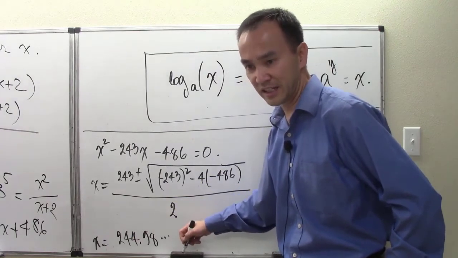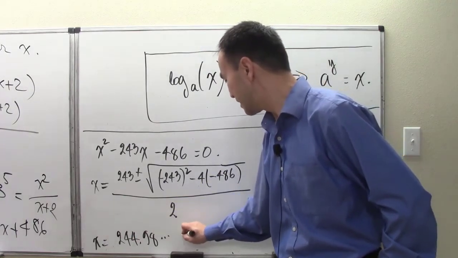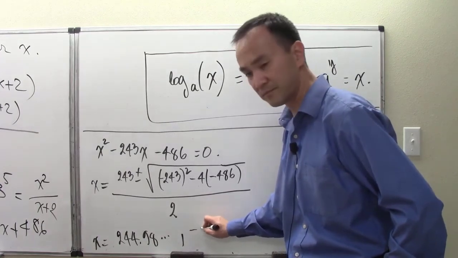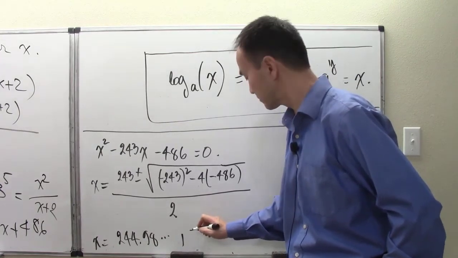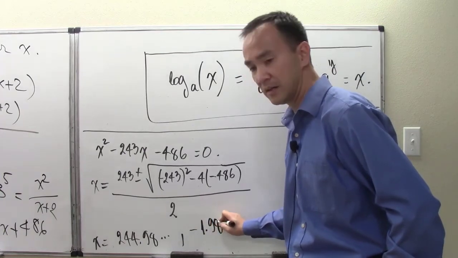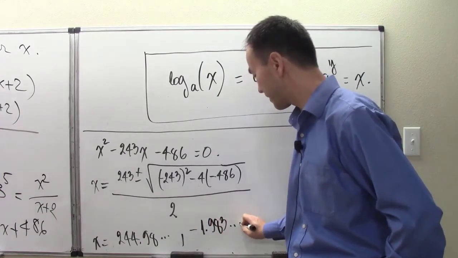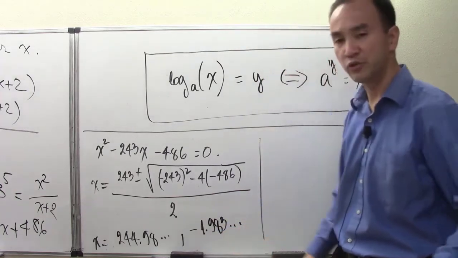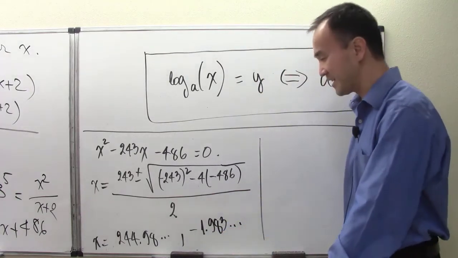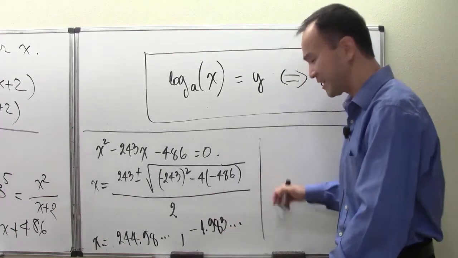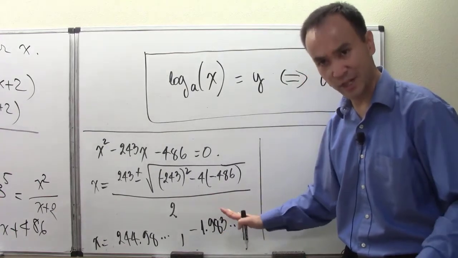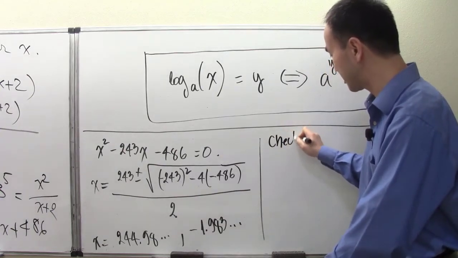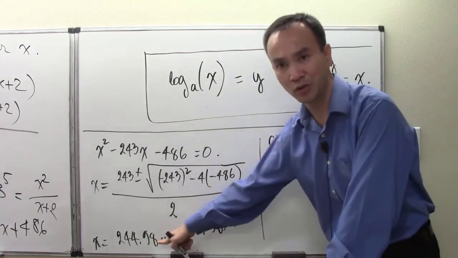And then the other one is a negative 1.983. All right, and so now we need to check. We definitely need to check. It's pretty nasty looking, and this is another downside of this checking method, but it's still going to work.